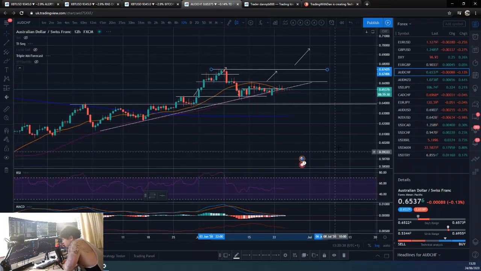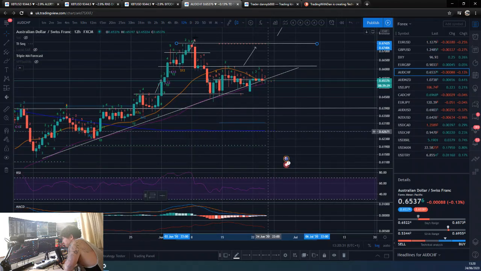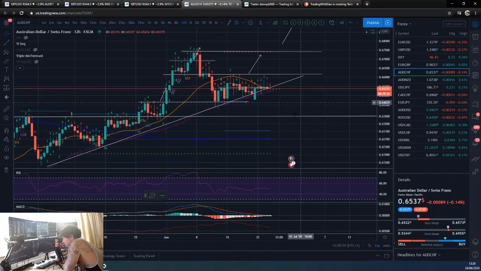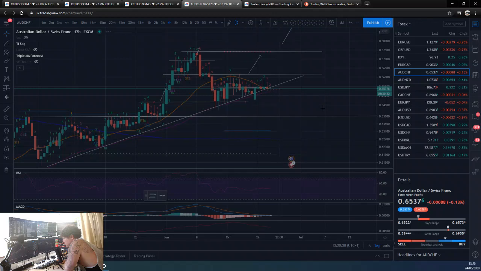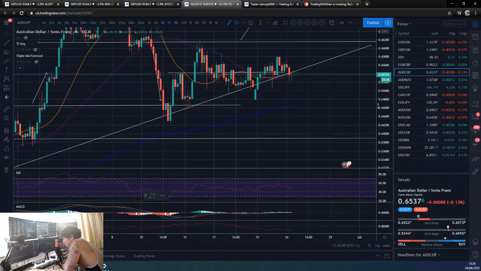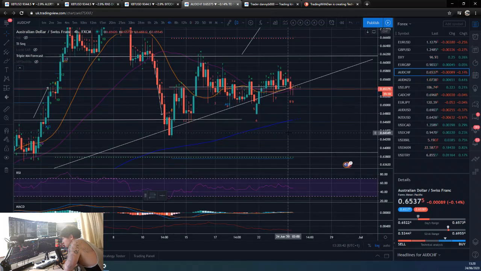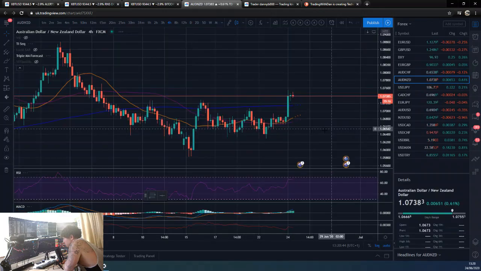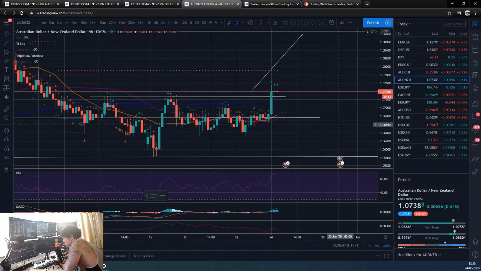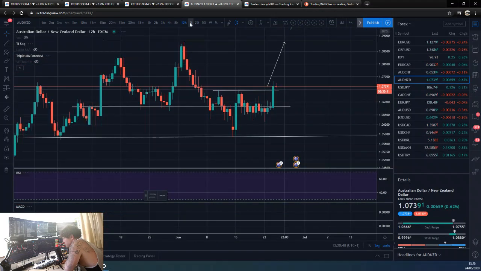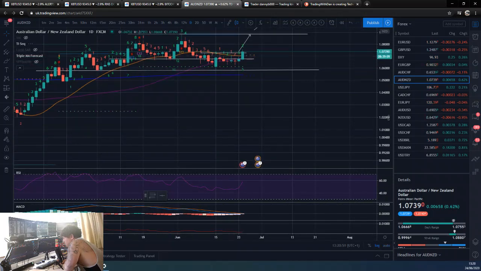12 hour. Not a lot to look at TD sequential-wise on the 12 hour. And the 4 hour, let's have a quick look. Yeah, nothing TD-wise on the 4 hour either, so we'll move on. Aussie dollar, New Zealand dollar, nice little pop here. Let's look at this on the daily. Yeah, nice little pop here today.